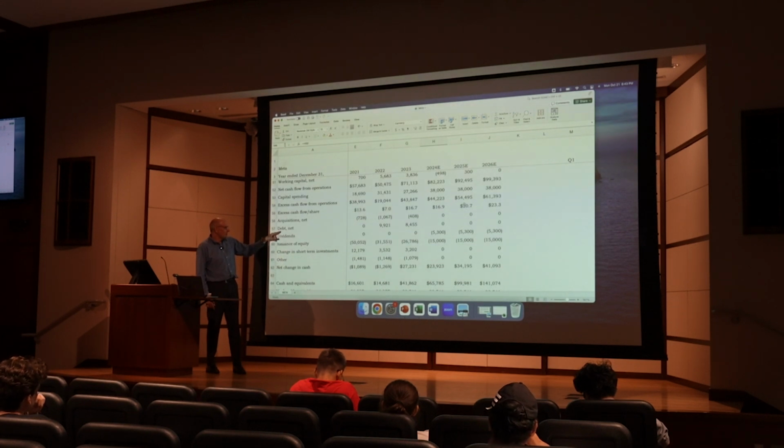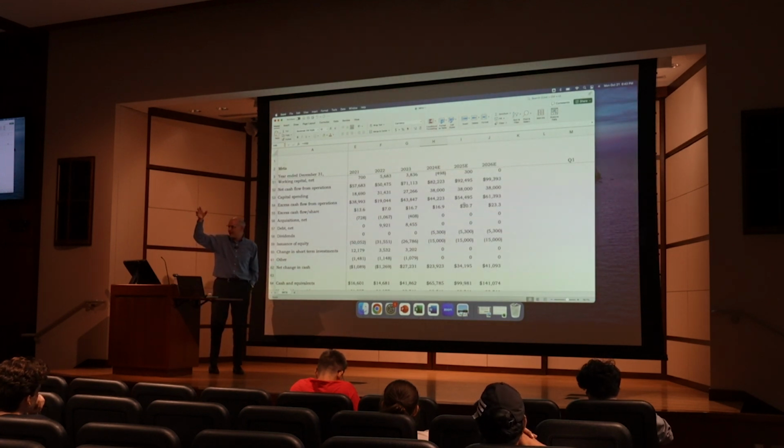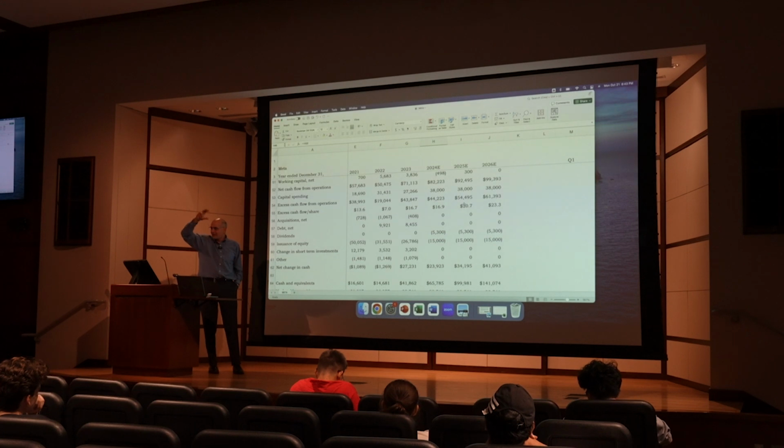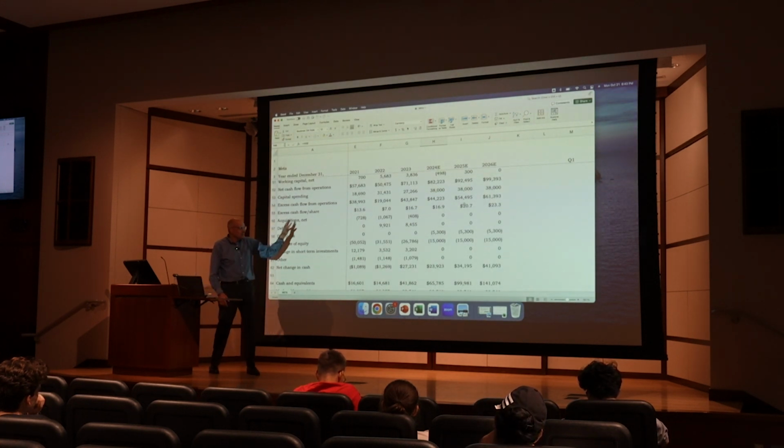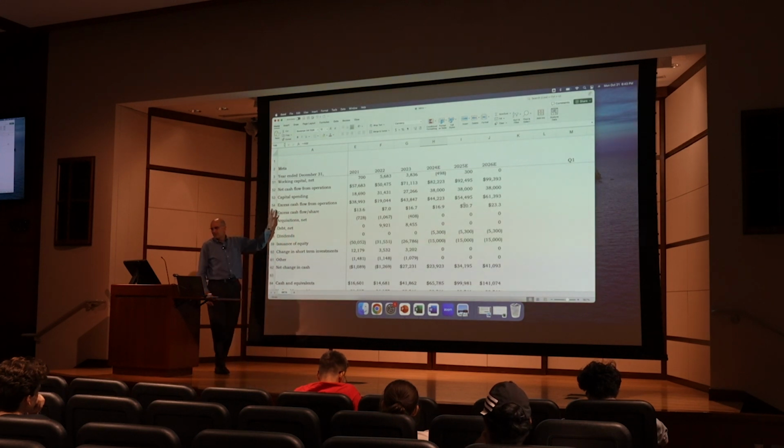There are components that are the same, right? Capital spending is kind of the same thing. Capital spending and working capital directly go into the DCF from our cash flow statement. So there are some similarities, but there are also some important differences. The DCF and the funds flow statement are two entirely different things, and it's important to know that.